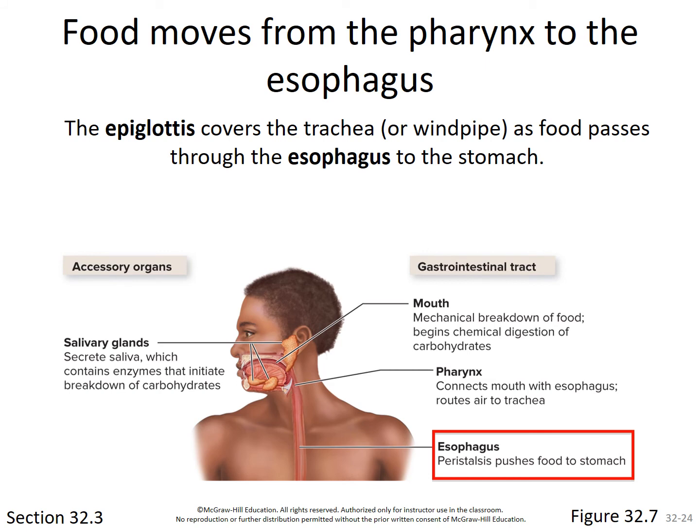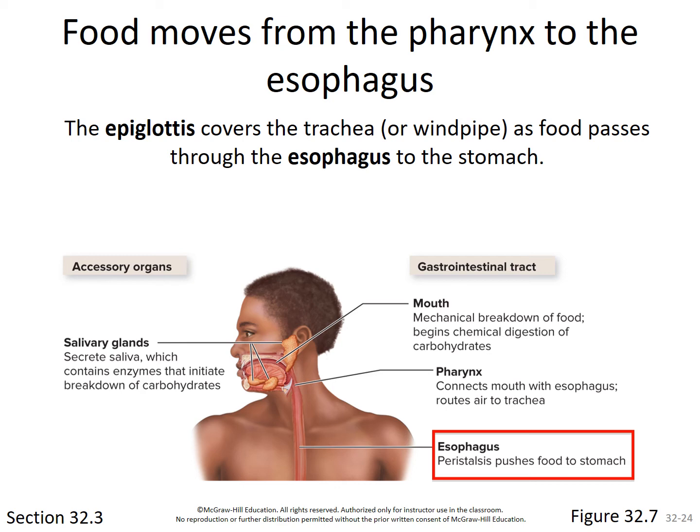Now, once food goes into the pharynx, there is, of course, a possibility that it could go down into the trachea, or the windpipe. Our adaptation for dealing with this is a flap called the epiglottis that covers the trachea as food passes by the windpipe on its way into the esophagus. One of the strange things here is that the epiglottis doesn't move down to cover the trachea as food passes through.